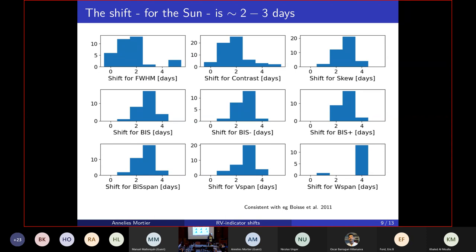That's my point. Now, this is consistent with Isabel's paper in 2011, where it was said that your maximum shift should occur when your spot is about 45 degrees from the meridian. Which means if you have, for simplicity, a 24-day period, that means 3 days, 45 degrees is divided by 8. Can you follow? Yes.